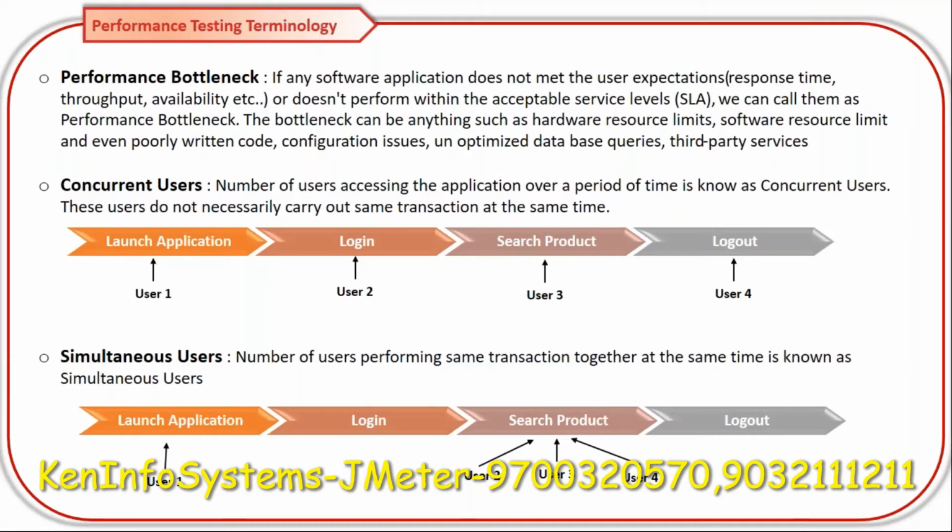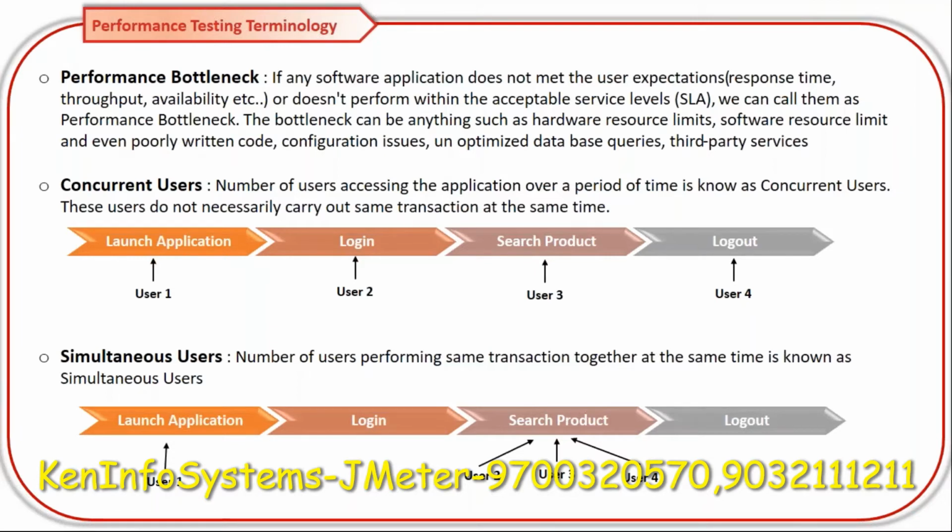I think most of you are already aware, right? If you are using a 2 GB RAM system and we are installing Oracle software and trying to do some stuff, it will be a little bit slow. If you use a 4 GB RAM machine, it is somewhat better. If you use 8 GB, it will give better performance. So these are all hardware resources, right? The performance bottleneck can be anything, such as hardware resource limits and software resource limits.